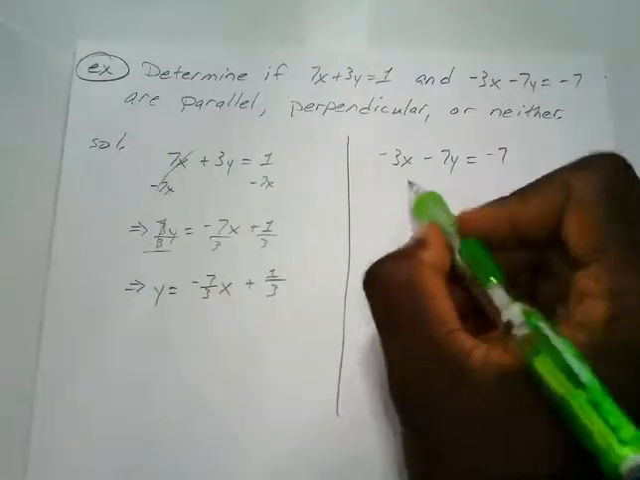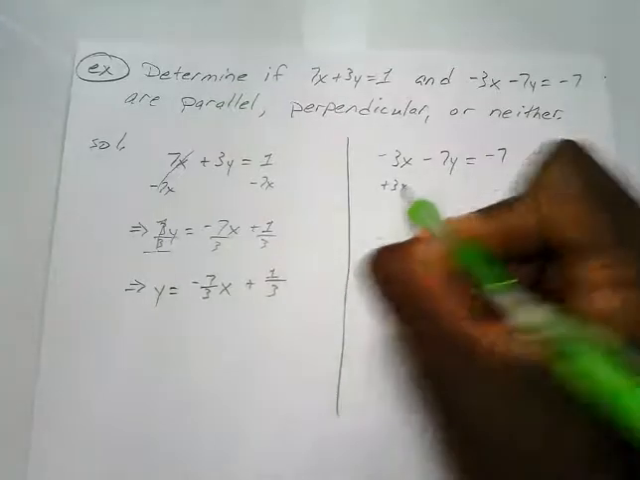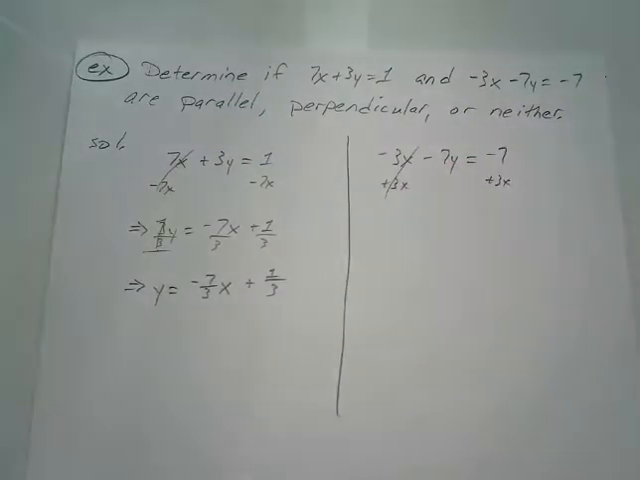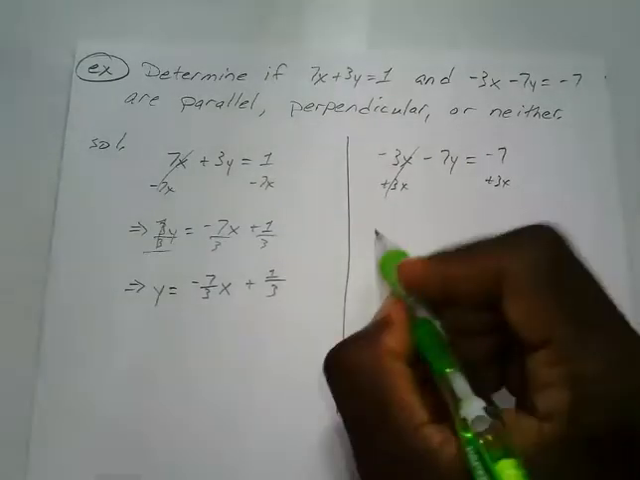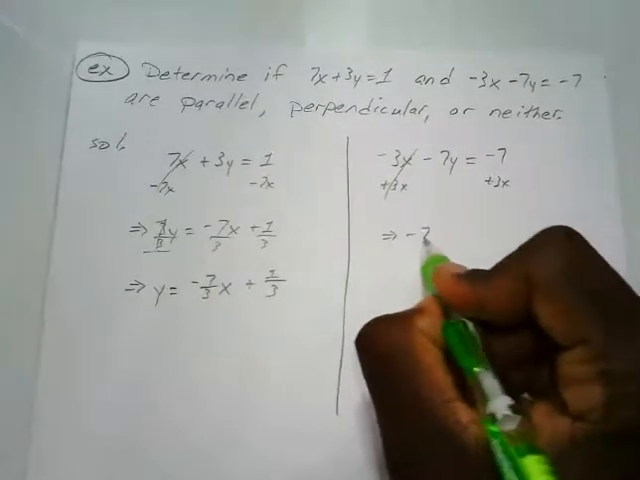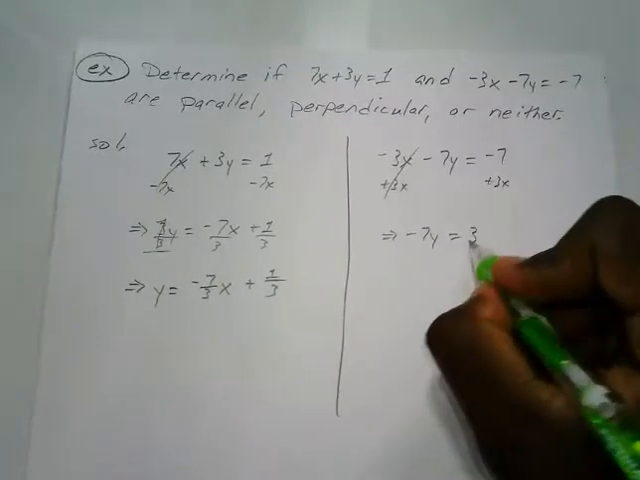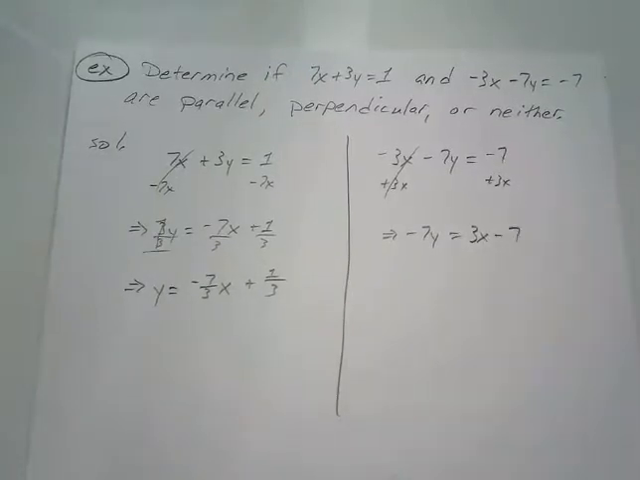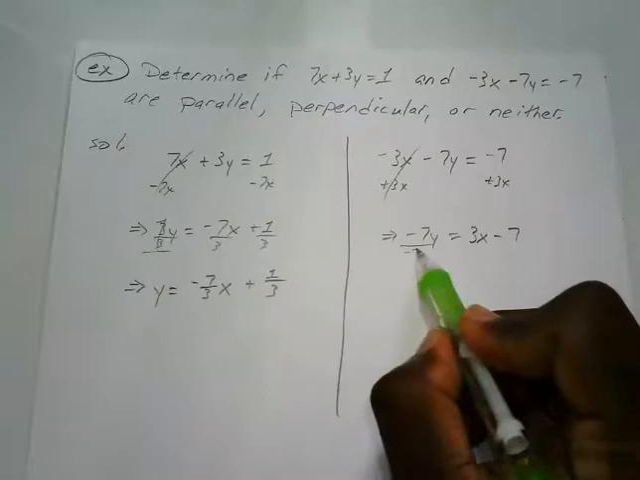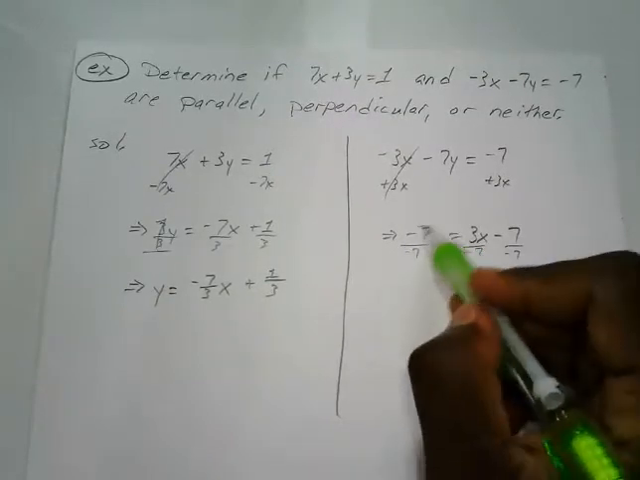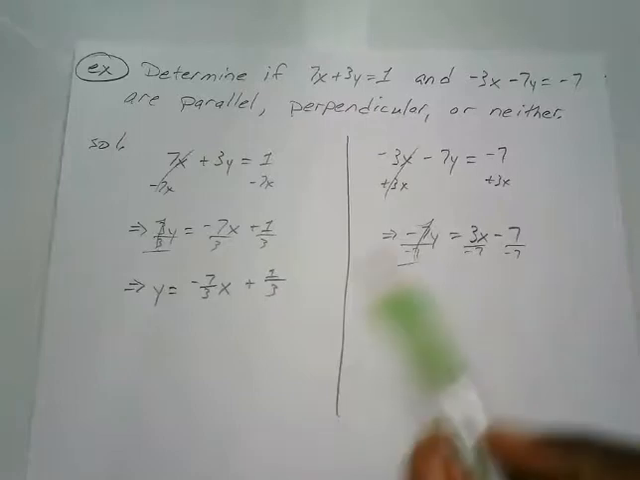Now we do the same thing here. So we add 3x to both sides there. Well, those two cancel out, which gives us negative 7y equals 3x minus 7. So if we divide each term by negative 7, those negative 7s cancel out.